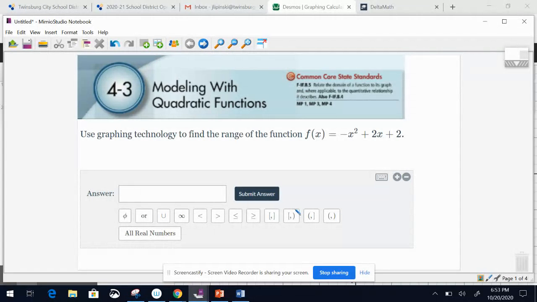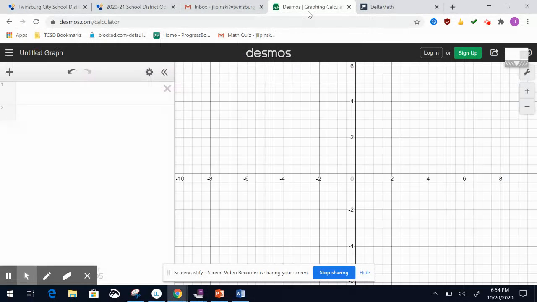We're going to jump back and forth using our technology. So it says use graphing technology to find the range. Well, remember, the range of a function is all the y values. So we need to look at what y values are graphed in this parabola. So I have the equation here, f of x equals negative x squared plus 2x plus 2. I'm going to show you on Desmos. I believe they show you using the graphing calculator. So if you have a graphing calculator and want to watch their video, that's fine. It'll show you the same thing.